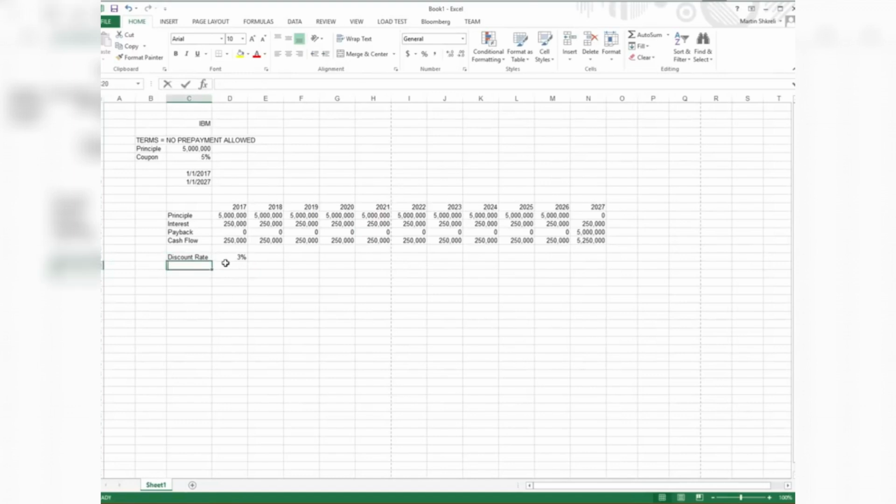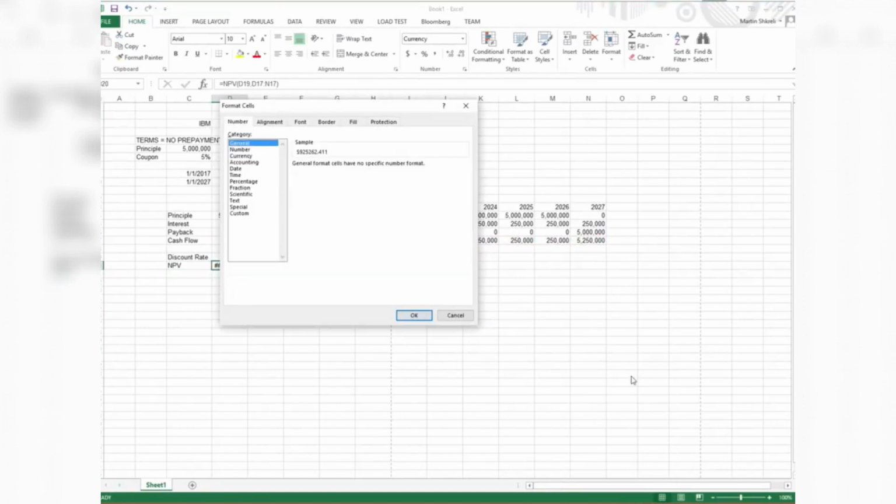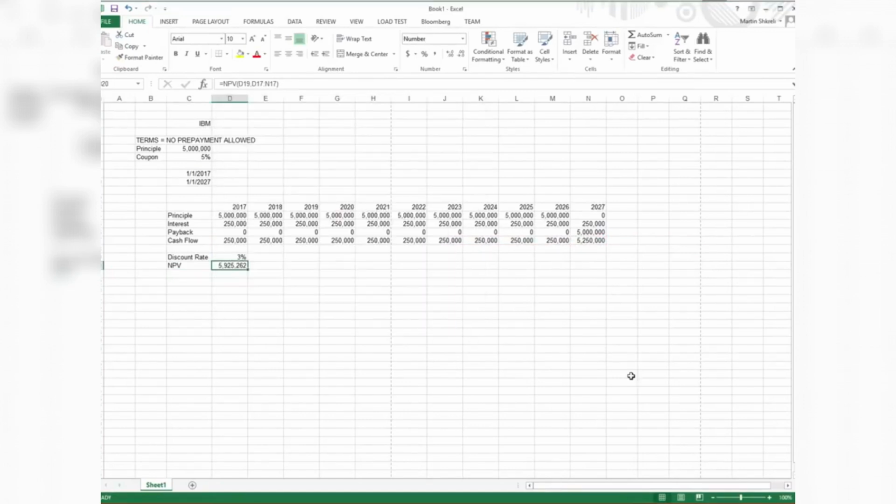So if we take the net present value, in Excel we do equals NPV, parentheses, we take the discount rate, we press comma, and we take the series of cash flows, close the parentheses and hit enter. And we can value the bond at $6 million. So in essence, this is a very attractive bond.